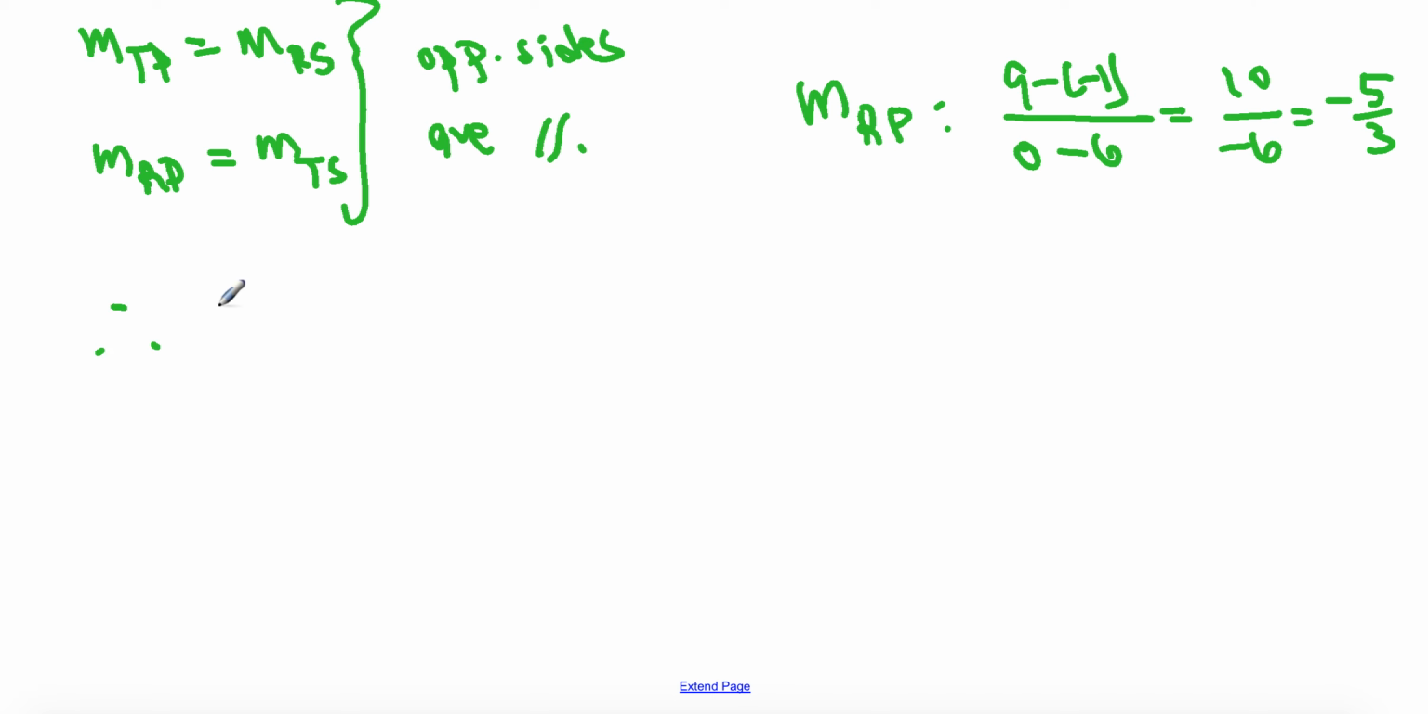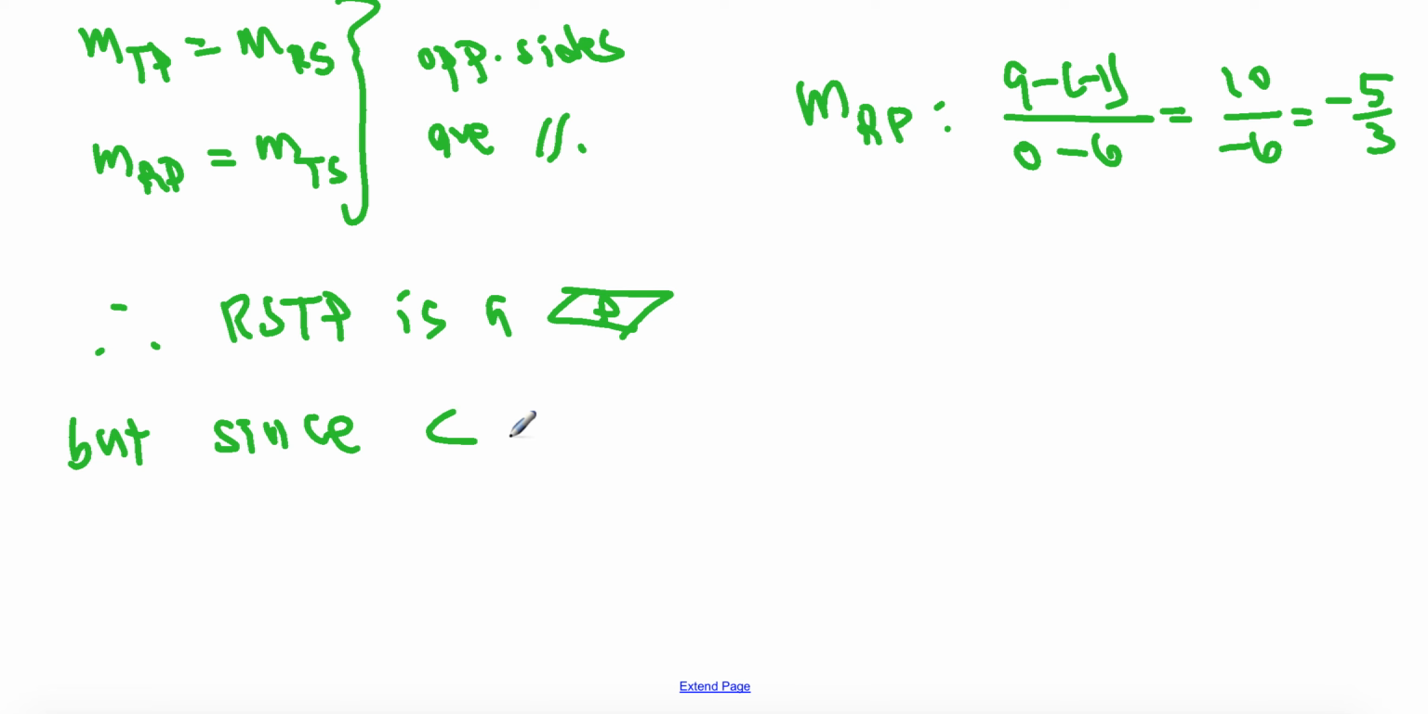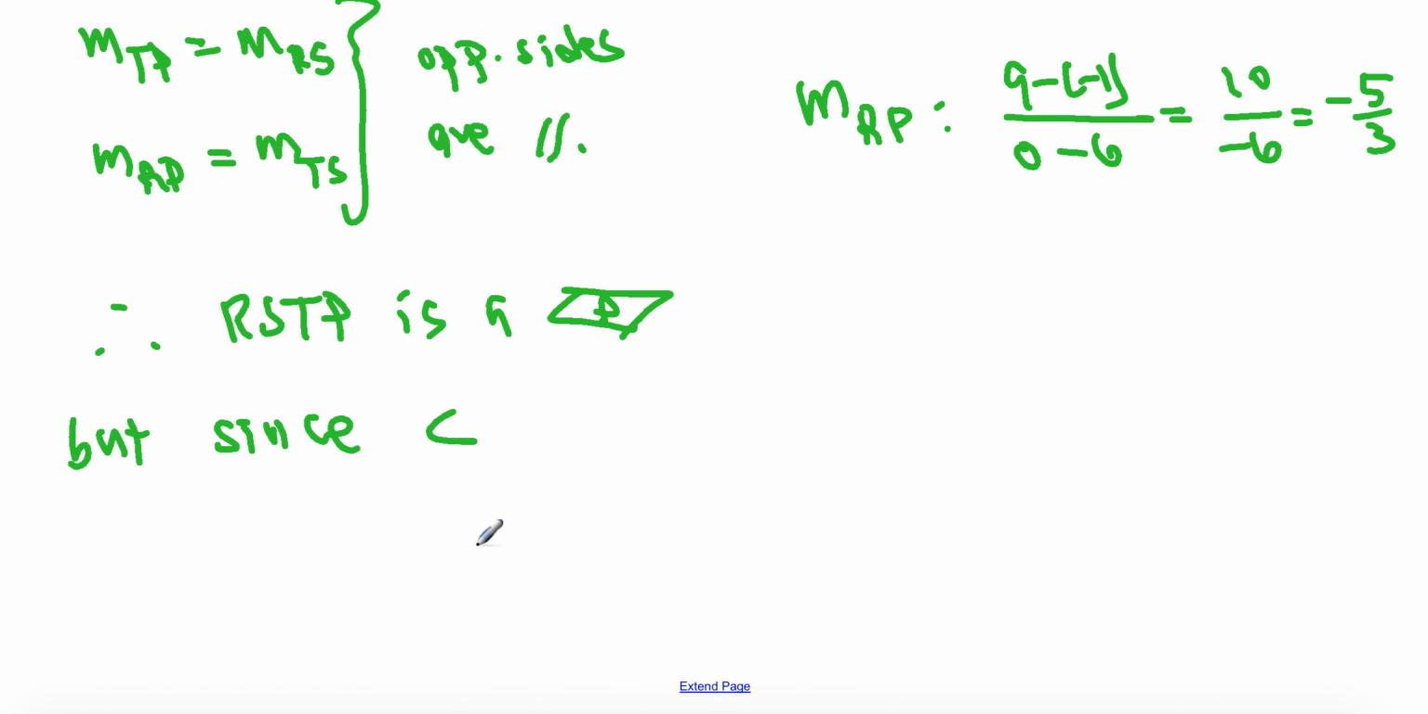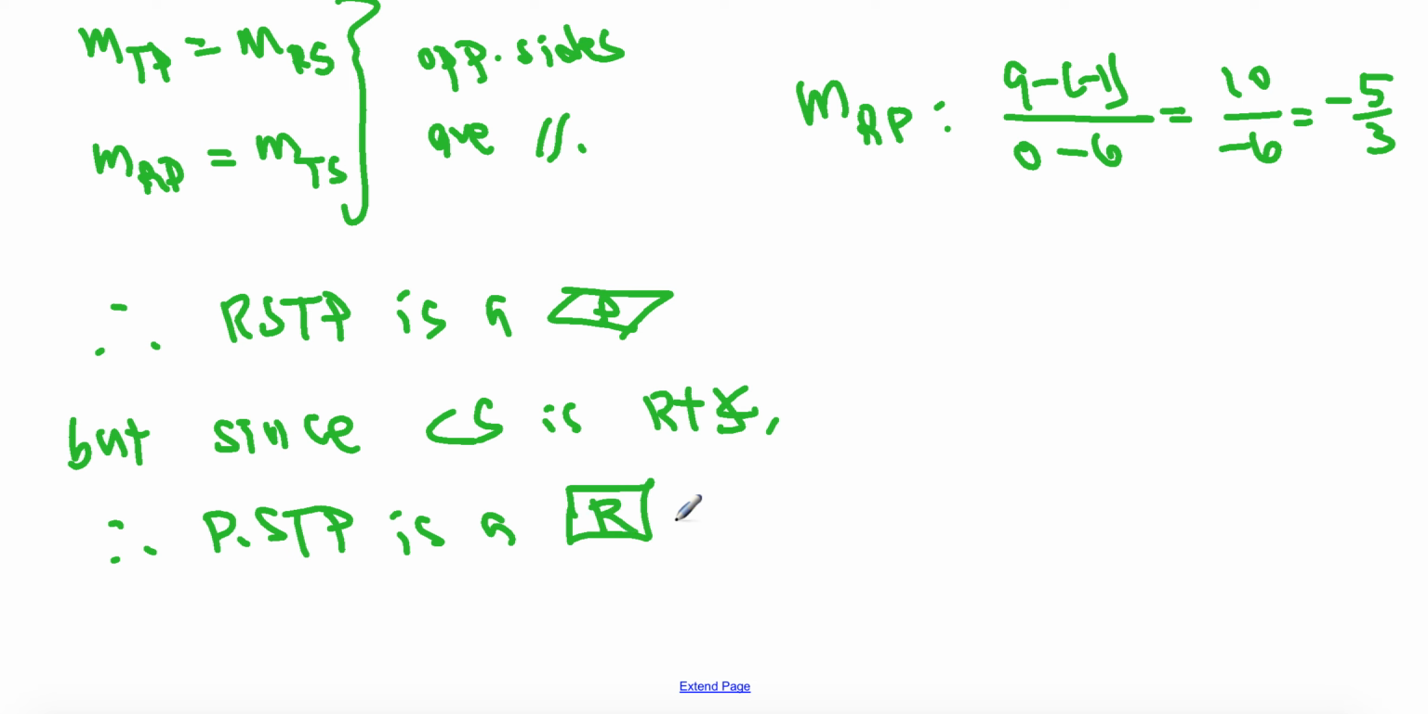Therefore, RSTP is a parallelogram. But what was the angle here? S was a right angle. Therefore, one more time, RSTP is a rectangle because a parallelogram with a right angle is a rectangle. And that's it.